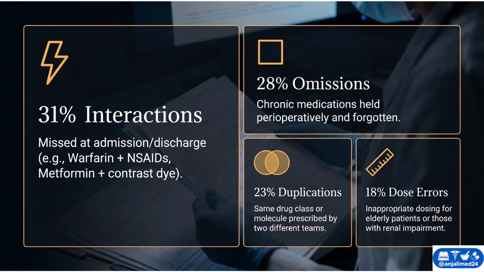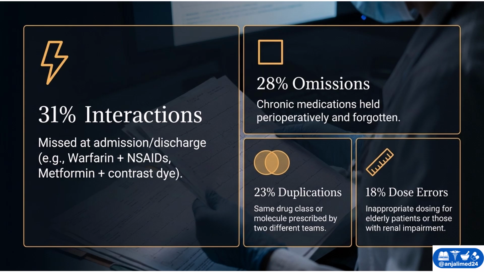Finally, dose errors account for approximately 18% of reconciliation-related adverse events. This is particularly critical in geriatric medicine and renal impairment. Older adults process medications differently due to reduced kidney clearance, hepatic metabolism changes, and altered body composition. Standard adult doses may become toxic in elderly patients. Without dose adjustment, patients become vulnerable to hypotension, hypoglycemia, sedation, electrolyte imbalance, and acute kidney injury.